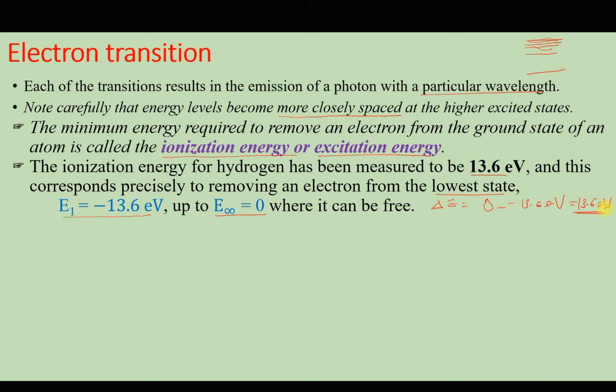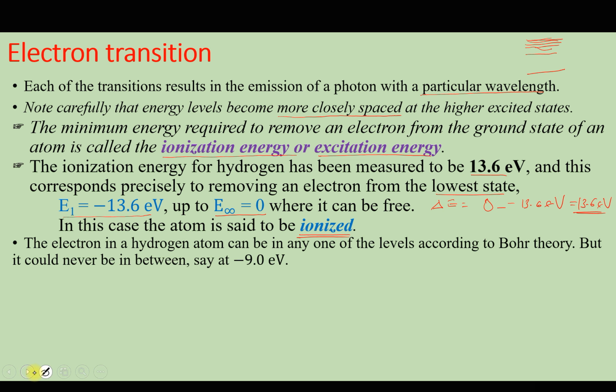When an electron in the ground state is given 13.6 electron volts, it means its total energy will be 0 and the electron will get to infinity. In that case, an atom would be said to be ionized or in an ionized state. The electron in a hydrogen atom can be in any one of the levels according to Bohr's theory, but like I said, it could never be in between; it could not have an energy of negative 9.0 electron volts.